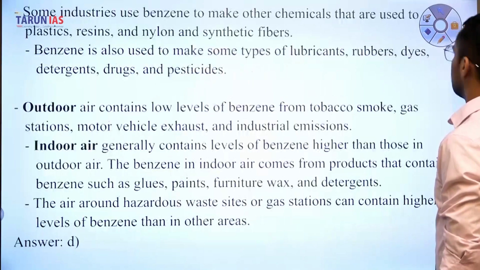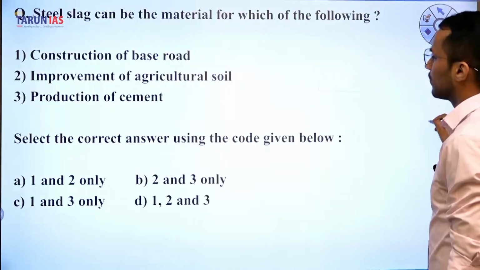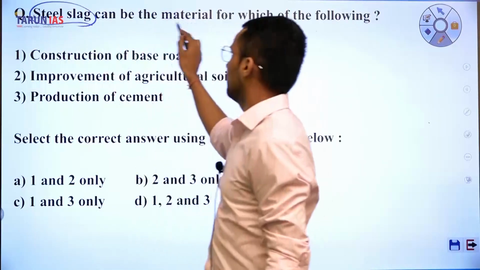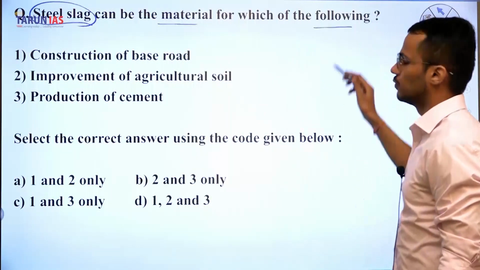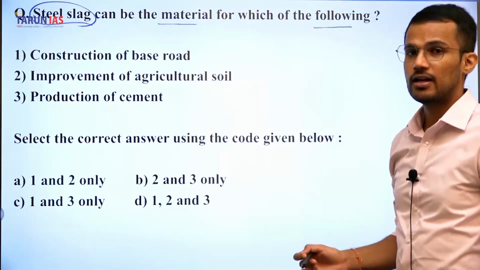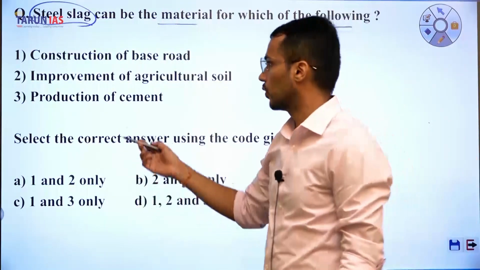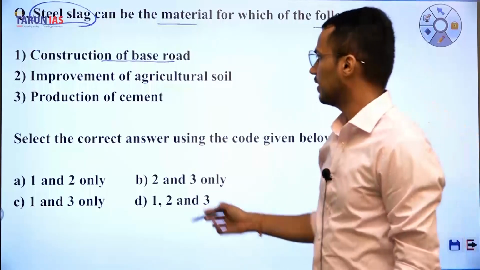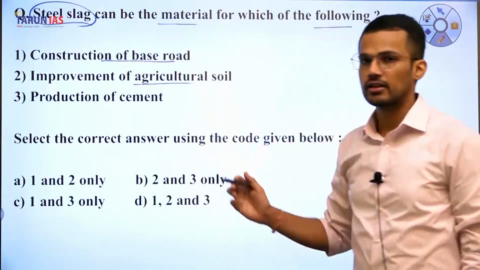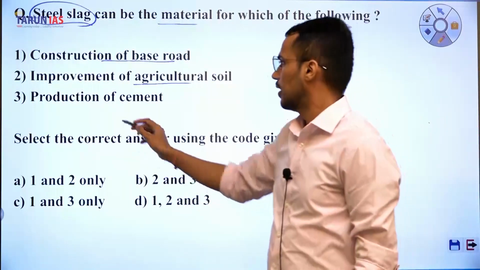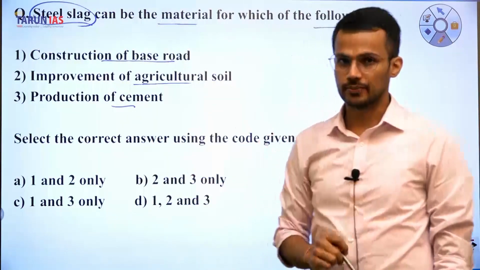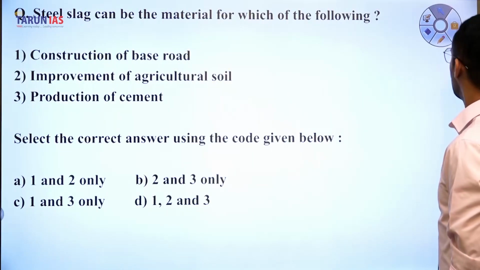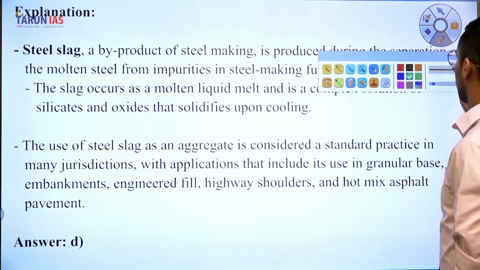Next question now from 2020 itself. Steel slag can be the material for which of the following? First, construction of base road. Second, improvement of agricultural land. And third, production of cement. You have to select the correct statement for the use of steel slag.